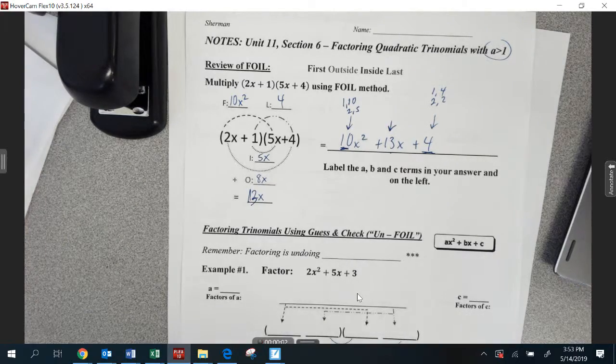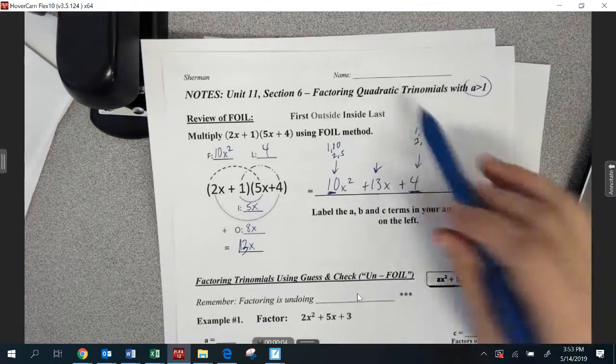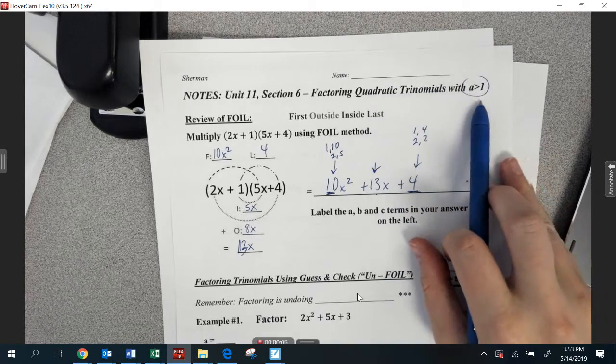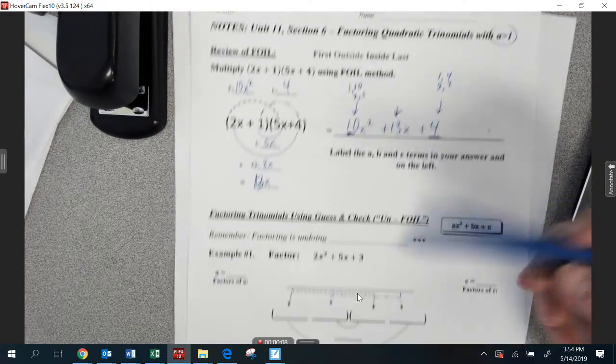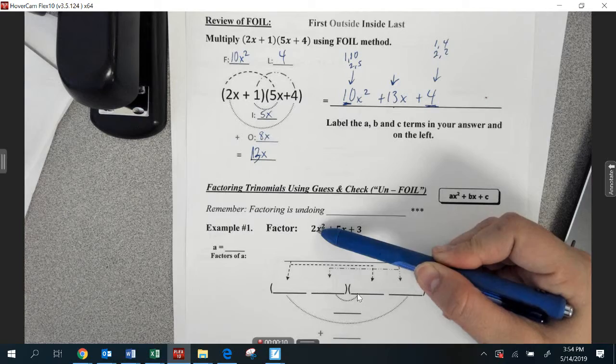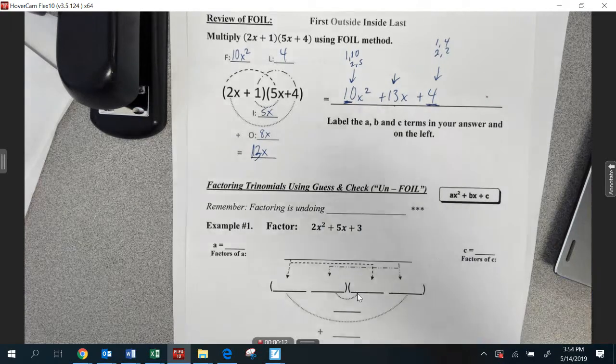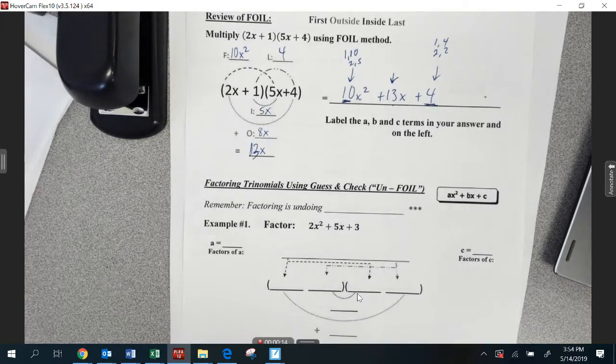So the goal of these notes will be to factor our quadratic trinomials that have a leading coefficient that's not 1. And they will look something like this, where you'll have a number in front of x squared, which is different than the ones we've had before.